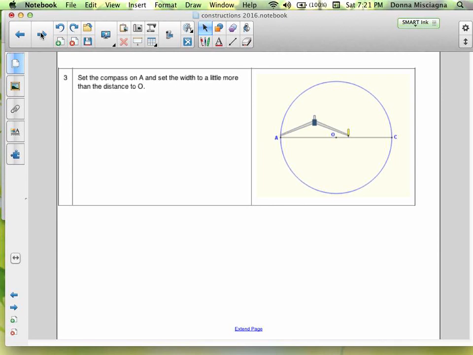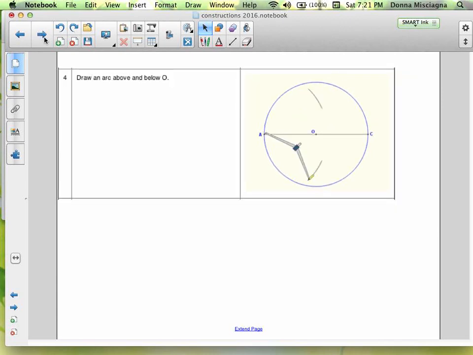You're going to set your compass on A and set the width to a little more than the distance to O. It has to be longer than the radius. Otherwise, when we construct some arcs, the arcs will not intersect if we don't make sure that the spread of that compass is larger than the radius. And you're going to draw an arc above and below.